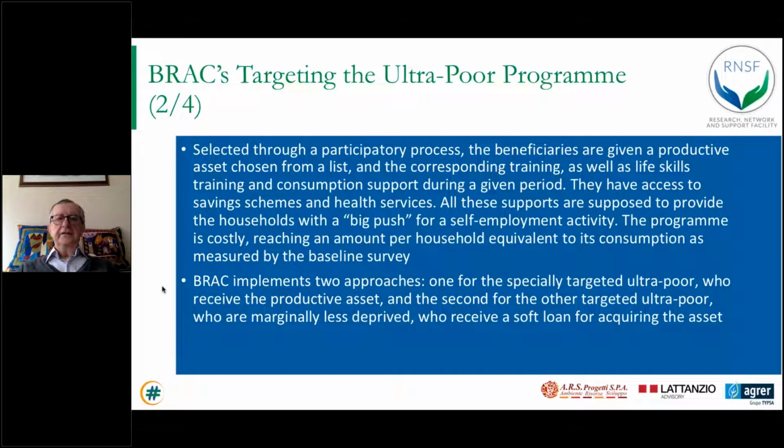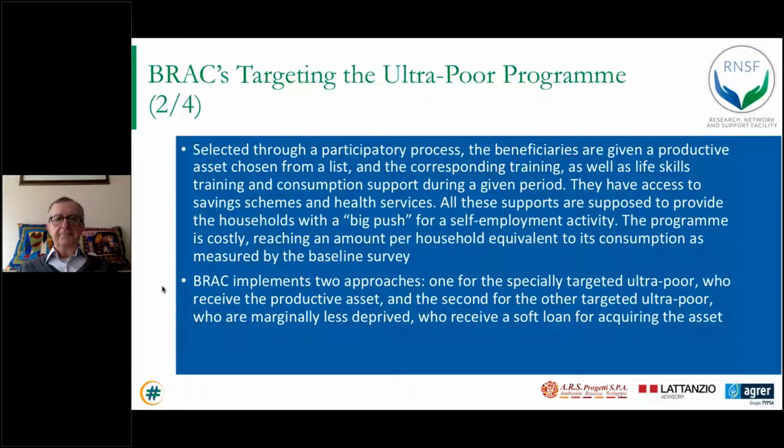So the beneficiaries were selected through a participatory process. They were given a productive asset chosen from a list and the corresponding training, as well as life skills training and consumption support during a given period. They had access to saving schemes and health services, and all these supports were supposed to provide the households with a big push for a self-employment activity.